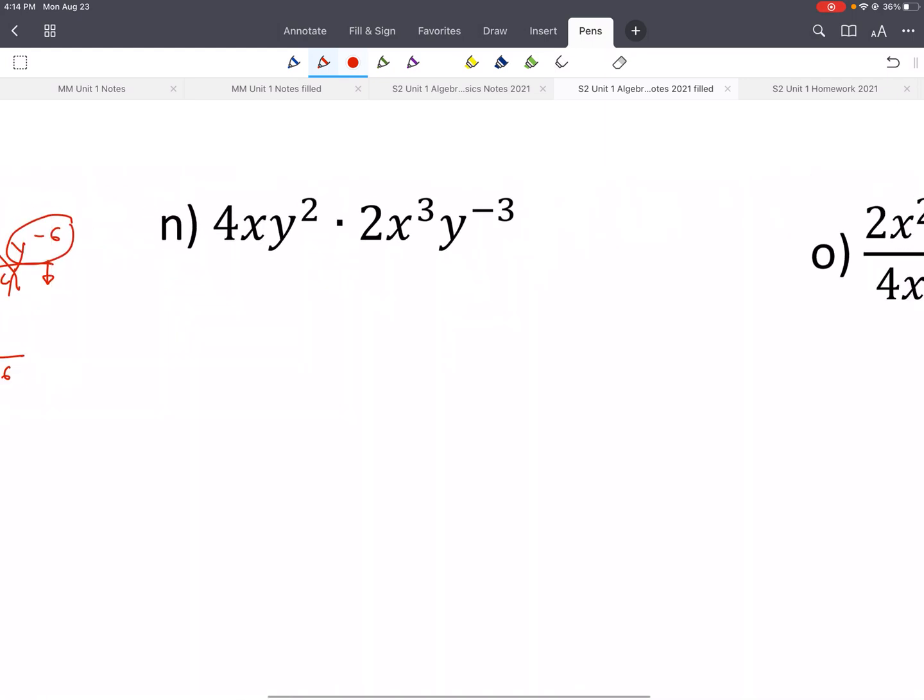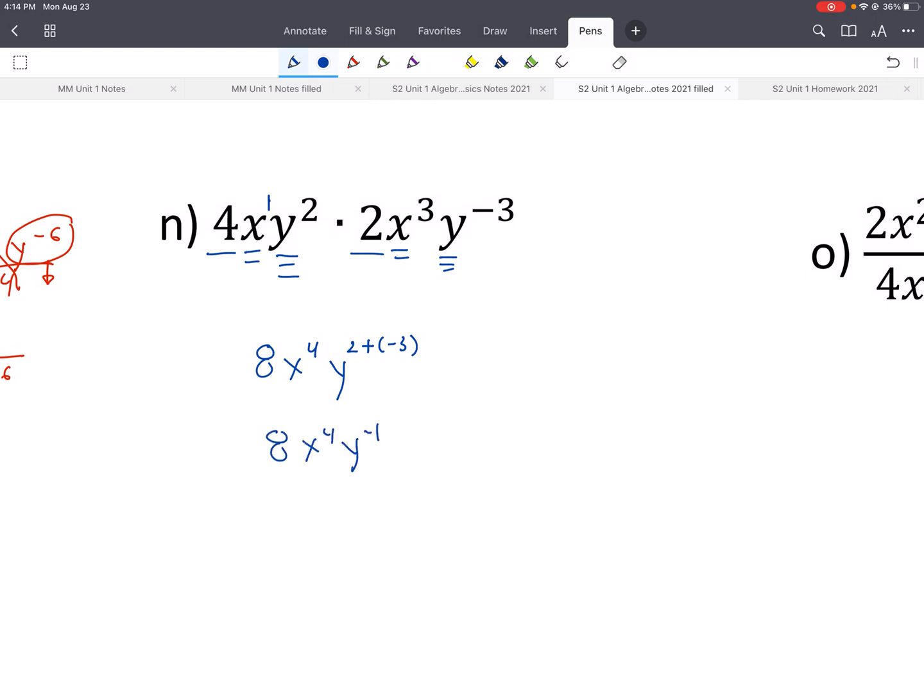All right. When we have two variables, it's okay. We just do them one at a time. So coefficients, bam, that's 8. We look at our x's. They are being multiplied, so we'll add their exponents. So x to the 4th. 1 plus 3 is 4. And then we'll do our y's. So this is y, this will be y squared plus a negative 3. So that should give us 8x to the 4th, y to the negative 1.